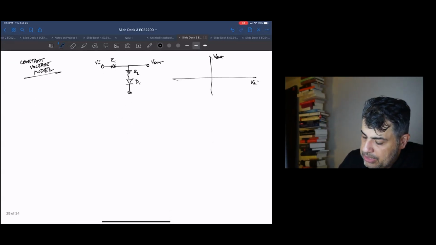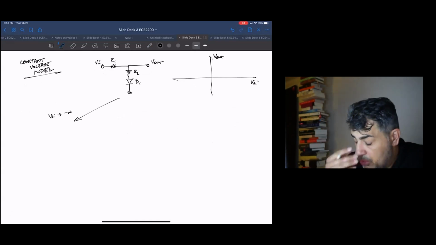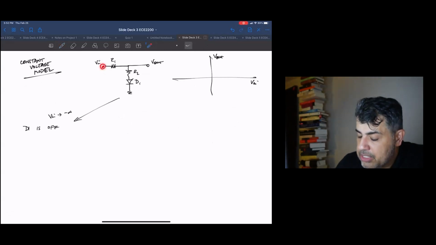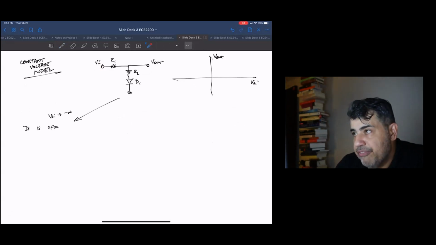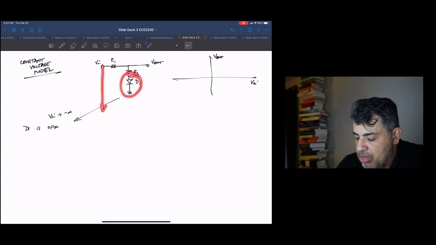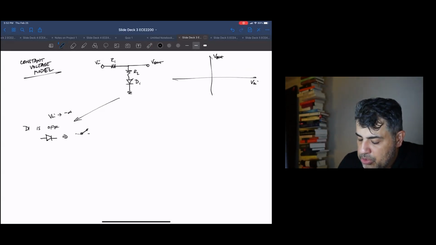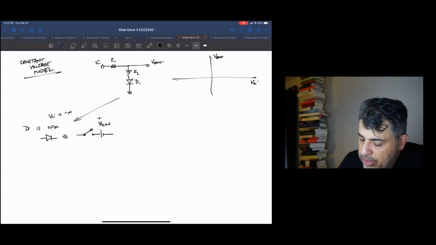Okay, so same analysis. When Vn is very negative, the diode D1 is off. Again, this is like minus infinity, so it doesn't matter if the diode turns on at VD on or at 0. We're talking about a very large number here. So when this goes very low, this thing just turns off. Now, because we're talking about a constant voltage model, the diode looks like an open switch, but there is a VD on volt battery in series with it.